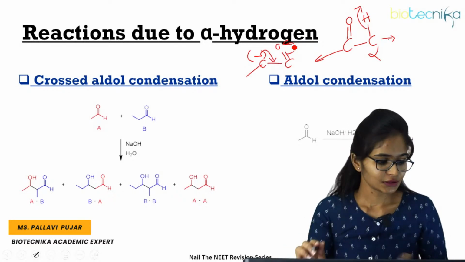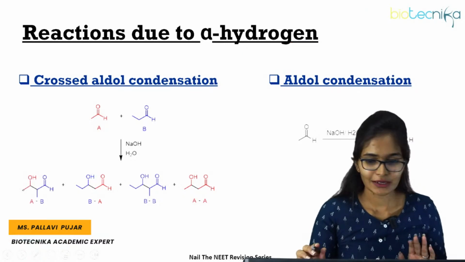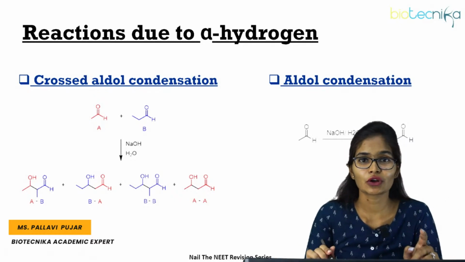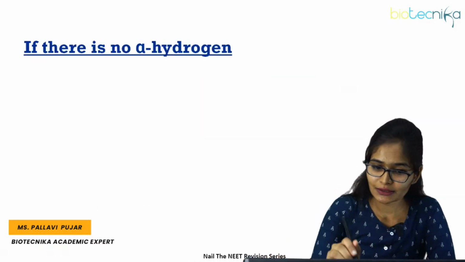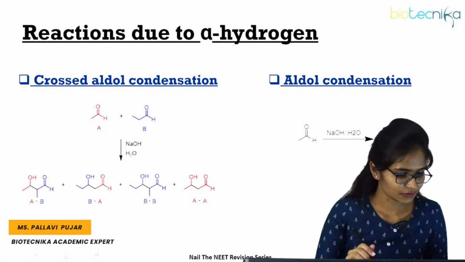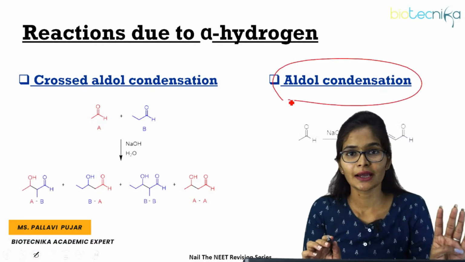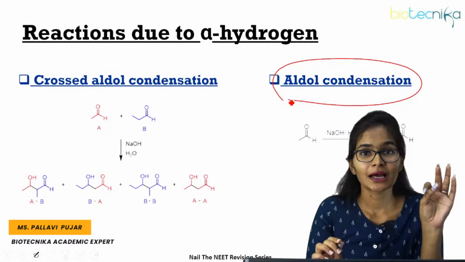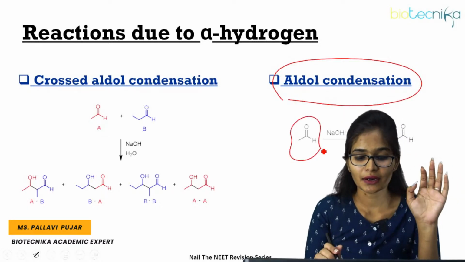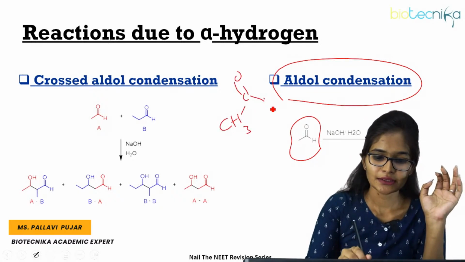So one thing you know about alpha hydrogen now, and now we have to start with the aldol condensation first. Let me tell you about the aldol condensation first, then we'll move on to crossed aldol condensation. Aldol condensation is carried out for aldehydes or ketones which carry alpha hydrogens adjacent to the carbonyl group. Even in the given reactant, acetaldehyde, you have CH3CHO, right?